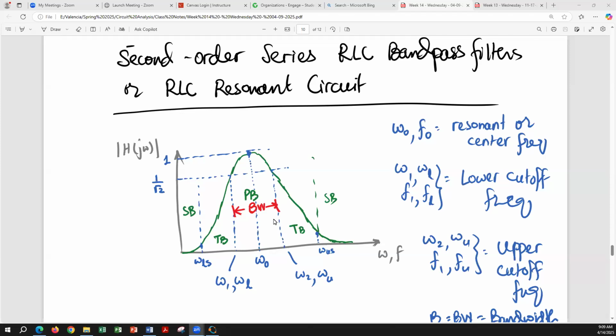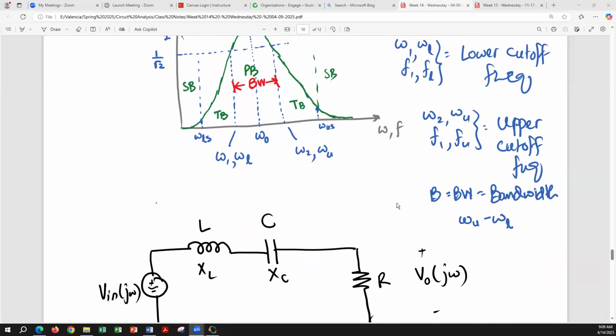Important quantities that we need mathematical values for, so that we can design a filter, are the cutoff frequencies at the low side and high side. We need to know the center frequency, which is called the resonant frequency. And of course, we need to know the bandwidth. If we know the upper cutoff and lower cutoff frequency, the bandwidth calculation is easy.